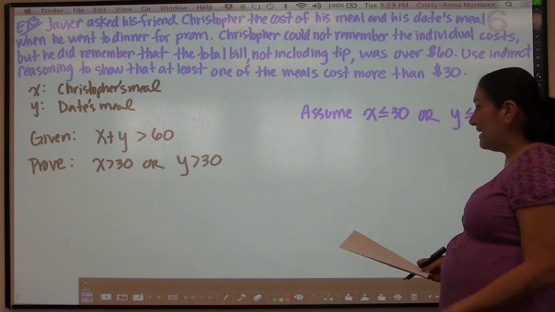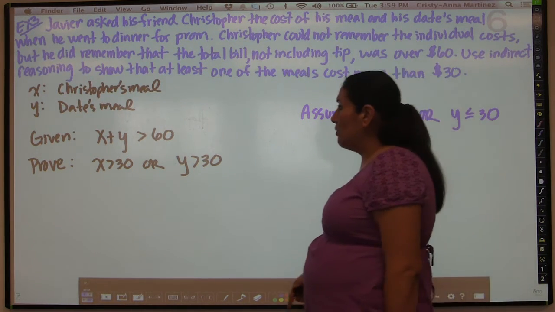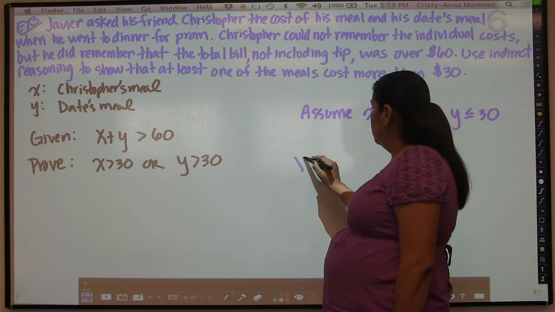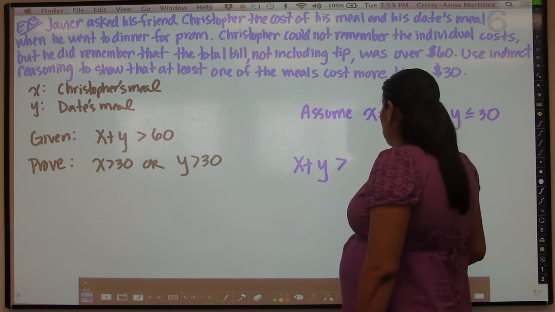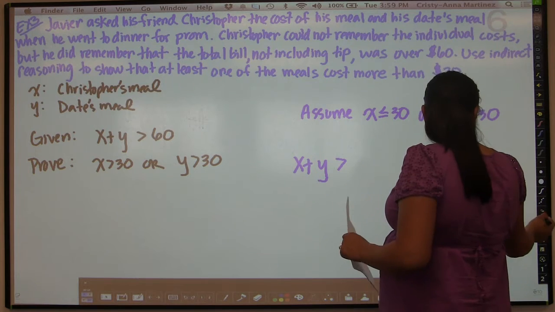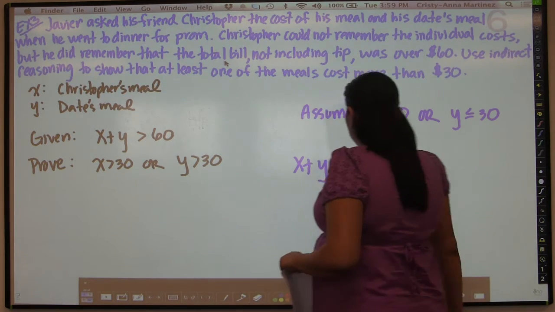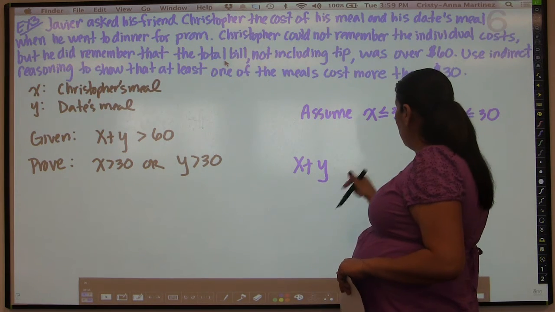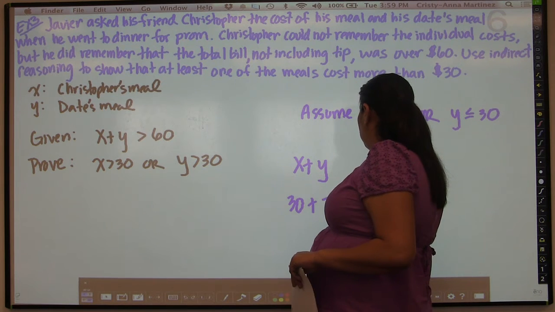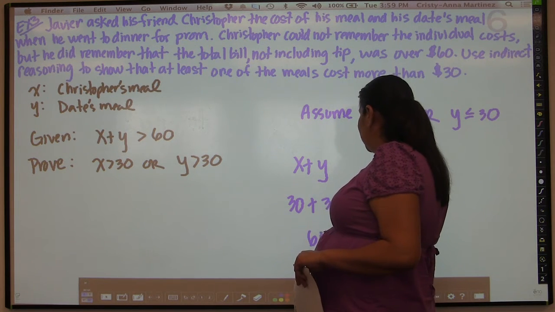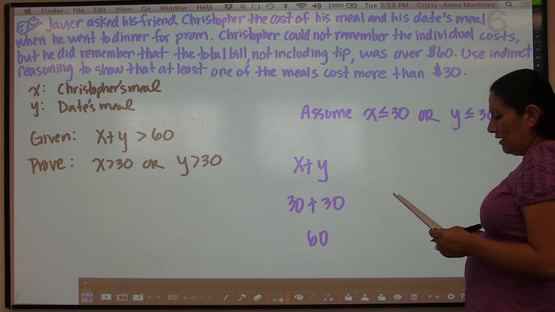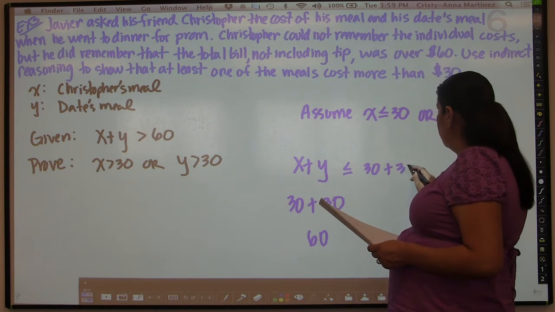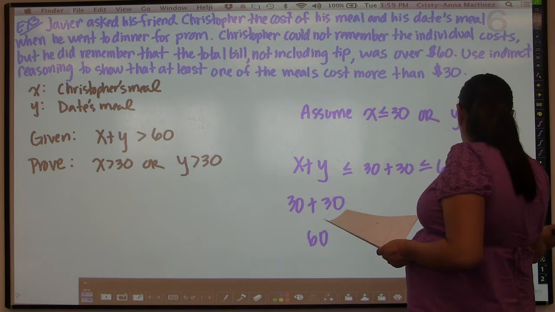Alrighty? Now if that's the case, we're going to use logical reasoning. We already know from the given that x plus y is greater than 60. If I replace x and y with what they're representing here, if x is less than or equal to 30, I'm going to get 30 plus 30, which is now 60. All right? So I'll get x plus y is less than or equal to 30 plus 30, which is less than or equal to 60. It's another way of looking at it.